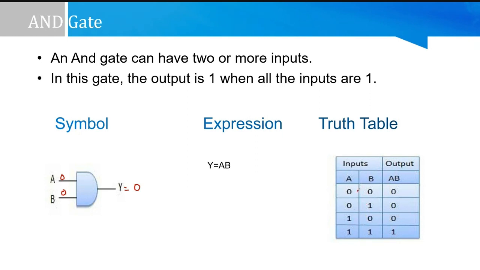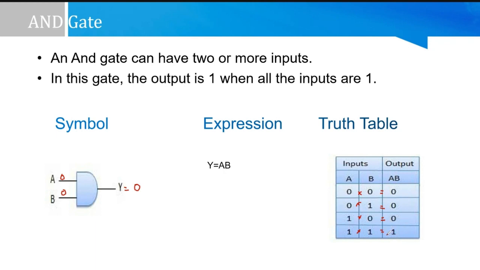Here input A is 0, B is 0: 0 into 0 is equal to 0. Next A is 0, B is 1, and 0 into 1 is 0. A is 1, B is 0: 1 into 0 is 0. A is 1, B is 1: here you will get AB as 1.